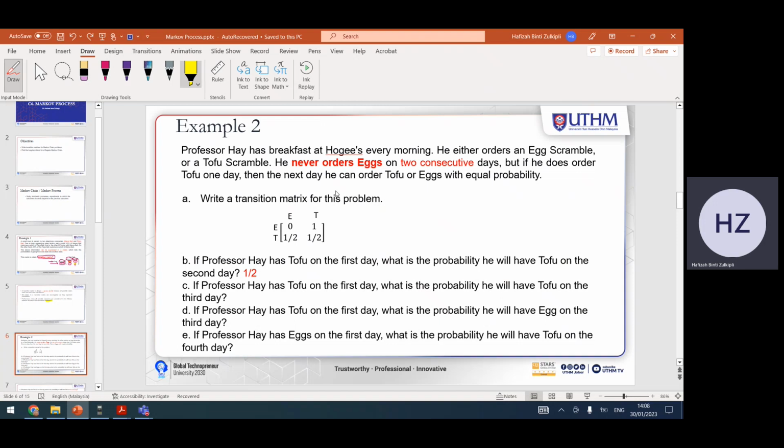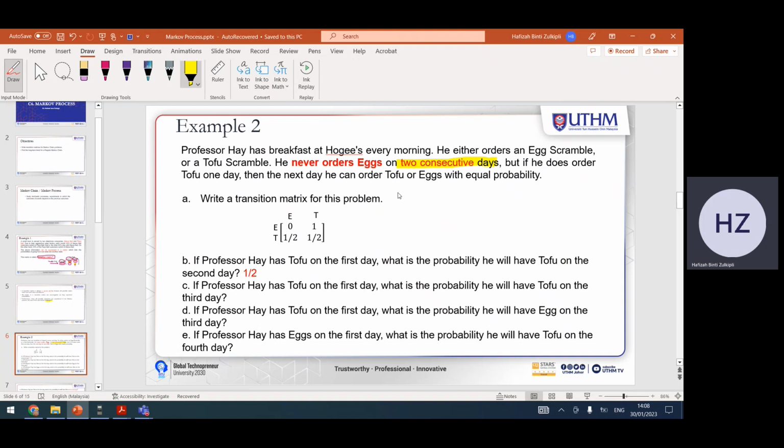So we have only two possible states. State 1 is egg scramble. State 2 is tofu scramble. So it's denoted as E and T. He never ordered eggs on 2 consecutive days. So what is meant by 2 consecutive days? Okay, 2 consecutive days.